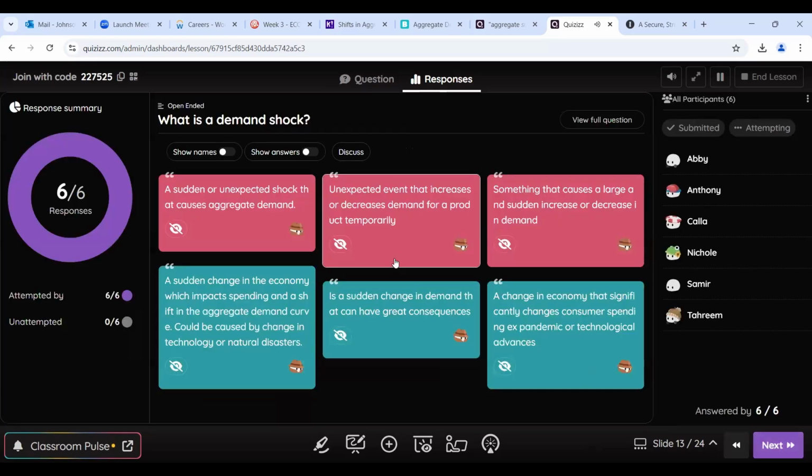So yeah, a sudden or unexpected shock that causes changes in aggregate demand. That's a great explanation. Unexpected event that increases or decreases demand for a product temporarily. That's great. Something that causes a large and sudden increase or decrease in demand. That's great. Sudden change in the economy which impacts spending and shifts the aggregate demand curve, which can be caused by a change in technology or a natural disaster. Excellent. It's a sudden change in demand that can have great consequences. Excellent. A change in the economy that significantly changes consumer spending, like a pandemic or technological advancements. So great points there.